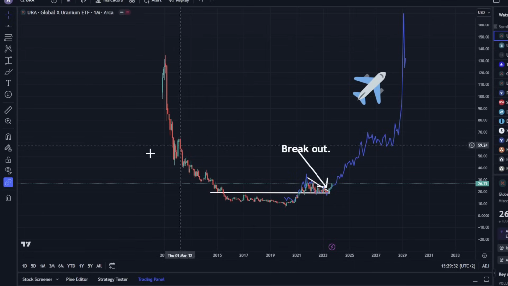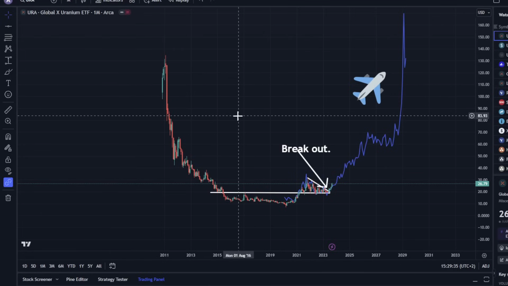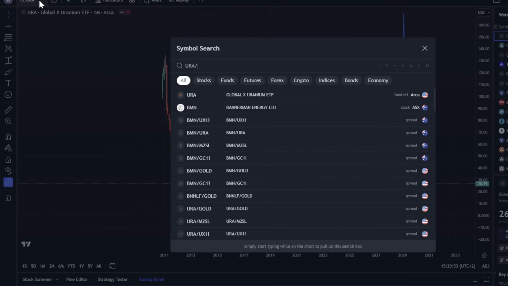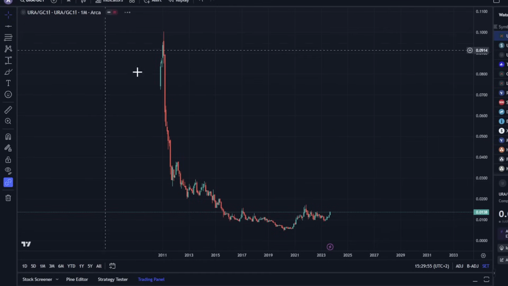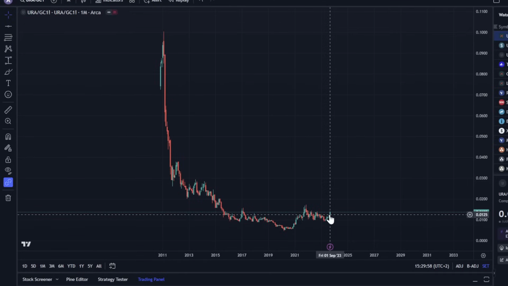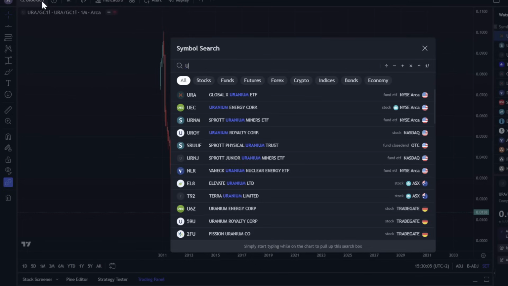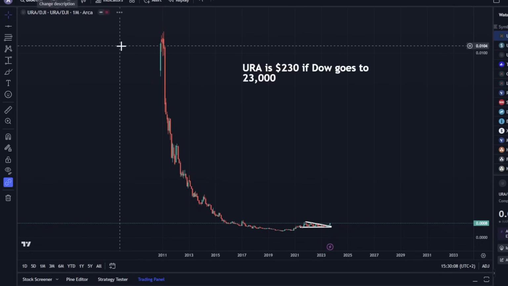So this is URA in the background. I took the big mark in the middle out so you guys can read this. I'm going to do it with Bannerman as well, because Bannerman is a higher cost producer in Namibia, so we can also look at projections. What I did is I took URA and divided it by gold, and I said, well, if this is going to get back to its peak, what would the projection be? I also did it against the Dow Jones Industrial Average.